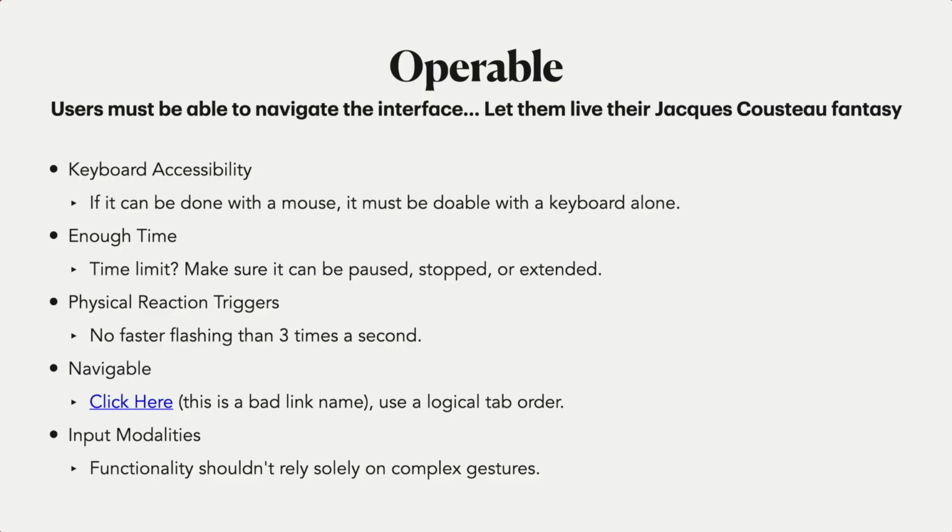The first area is keyboard accessibility. Everything that can be done with a mouse must also be doable with a keyboard alone. Clicking buttons, filling out forms, opening and closing menus and dialogues, all of it. This includes ensuring keyboard focus is always visible, so users navigating by keyboard can see where they are on a page at any given time.